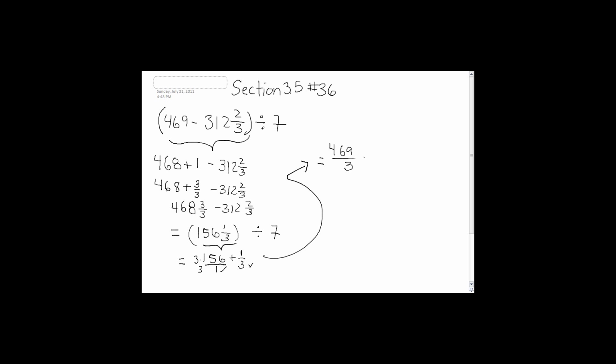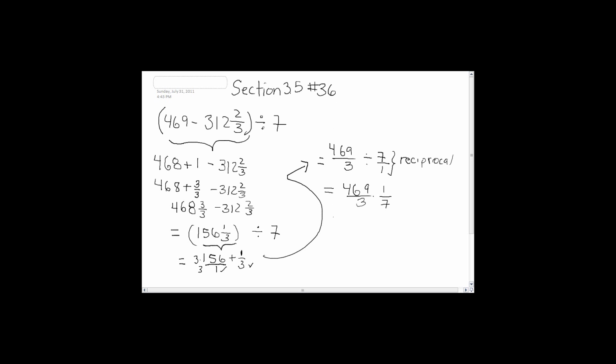Now, we have to divide that by 7. But that is saying, oh, 7 over 1. We have to use the reciprocal of the divisor to divide fractions. So we're going to use the reciprocal here. So after we use the reciprocal, that 7 over 1 now becomes 1 over 7.